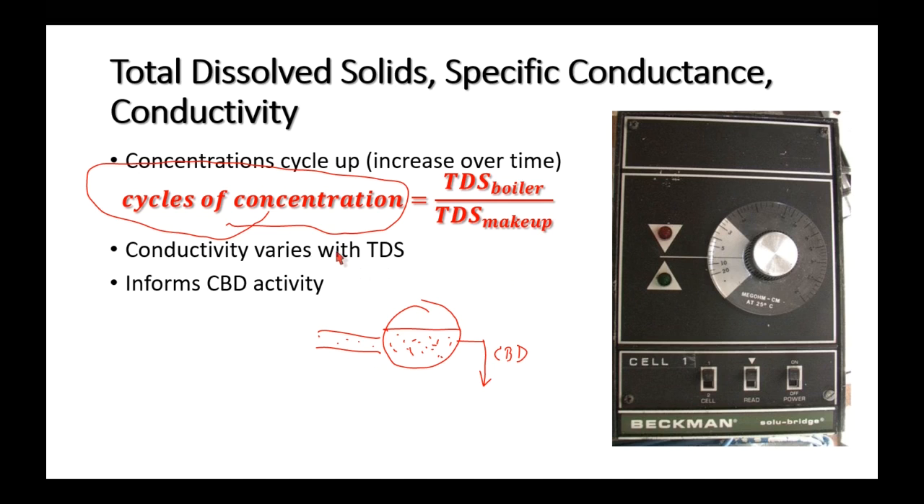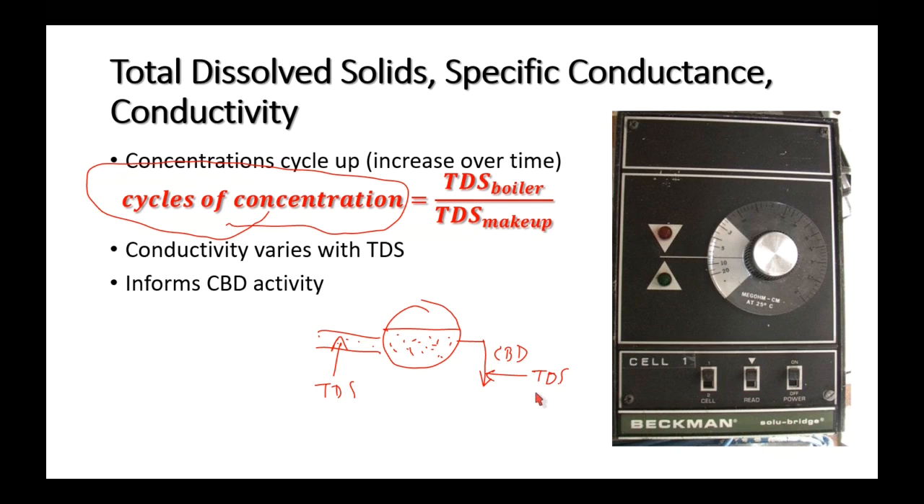Typically a water treatment rep is going to have you run your boiler, or frankly, even if it's a cooling tower, they'll say that we want you to operate at so many cycles of concentration. So in order to do that, we need to know the TDS here and the TDS there, and knowing that, we know how concentrated the boiler water is.